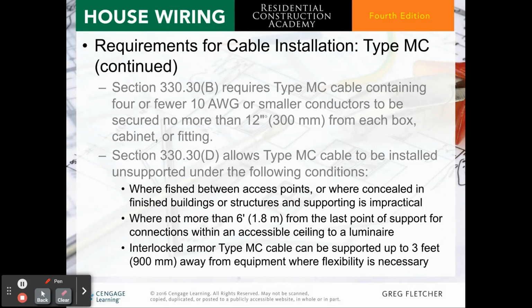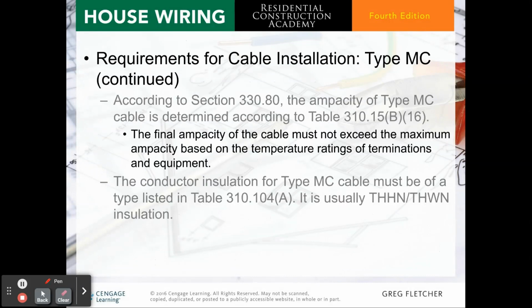Interlock Type MC cable can be supported up to 3 feet away from equipment where flexibility is necessary. According to Section 330.80, the ampacity of Type MC cable is determined according to Table 310.15(B)(16). The final ampacity of the cable must not exceed the maximum ampacity based on the temperature ratings of terminations and equipment. The conductor insulation for Type MC cable must be of a type listed in Table 310.104(A). It is usually THHN or THWN insulation.